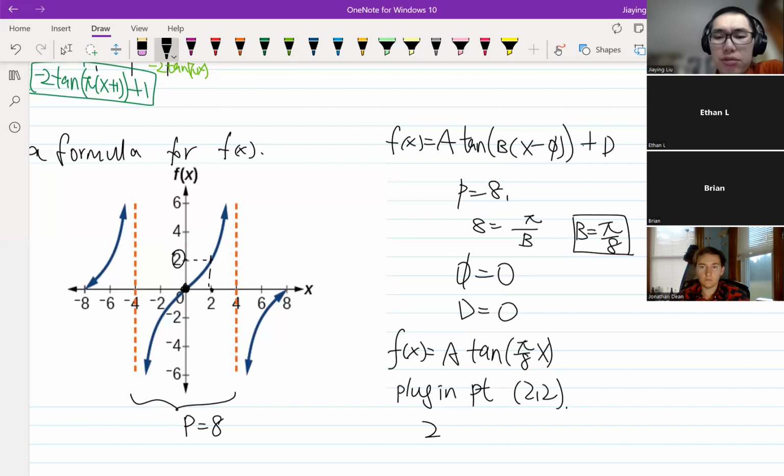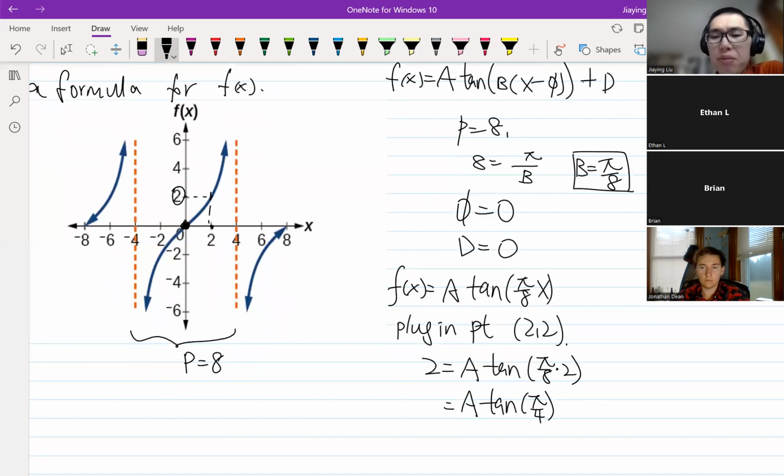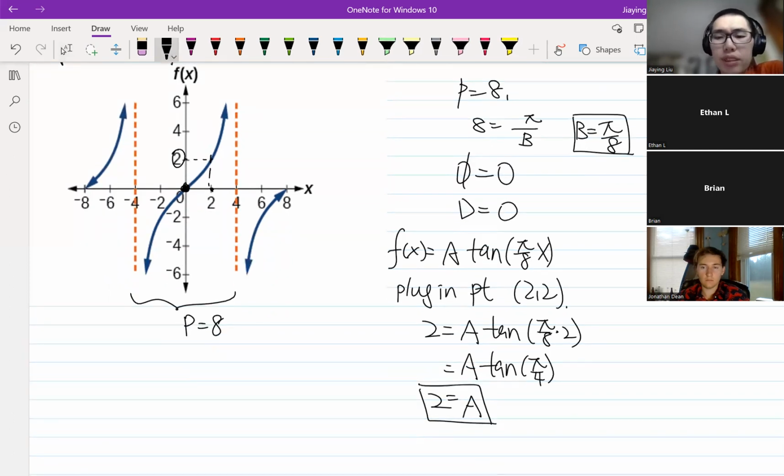So that's going to be 2 equals A tangent pi over 8 times 2. So that's A tangent pi over 4. And if you remember, tangent of pi over 4 is just 1. So you just get A equals 2. So there are 2 ways to find the constant A, the vertical stretch. Either plug in a point at the end or just look at the graph. So at the end, f of x equals 2 tangent pi over 8 x. There's no phase shift, no vertical shift.